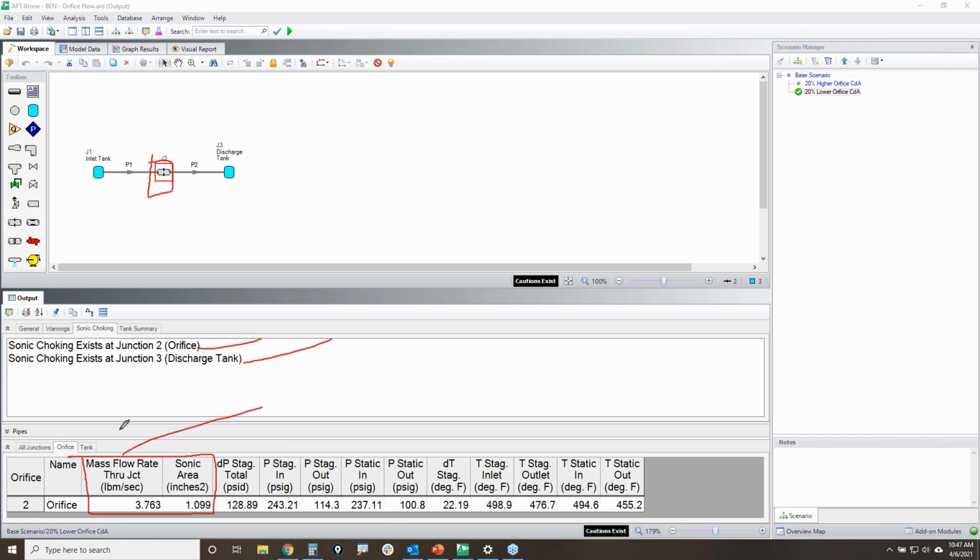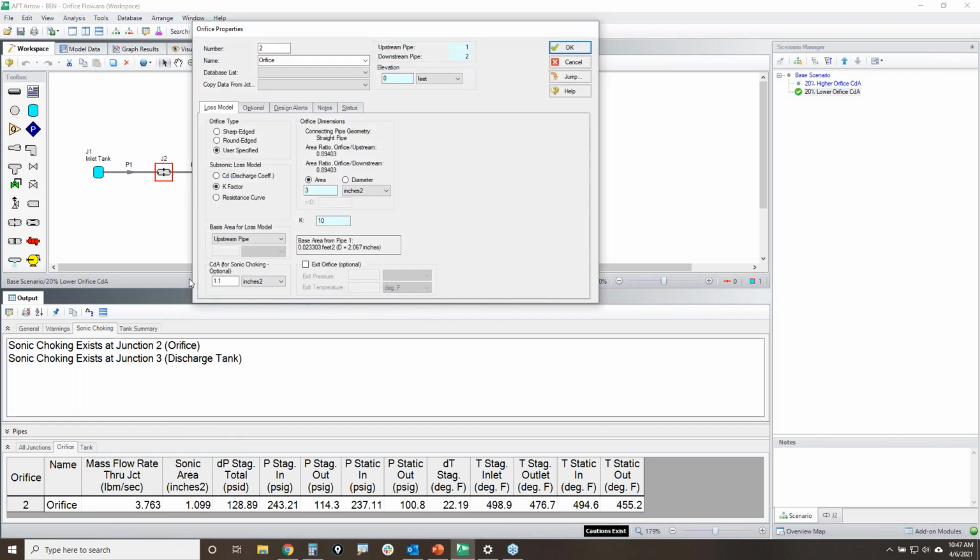And this is where you can play with your CDA value. If you want to increase your flow rate, maybe you can try increasing your CDA value, your flow area, a little bit. Now, it has to be somewhere between 1.1 and 1.377. So let's make this 1.25. If I went from 1.1, that gave me a flow rate of 3.76 pounds per second. I'm going to go to a larger flow area, but it's still sonically choked, and see if this helps give me some more flow.